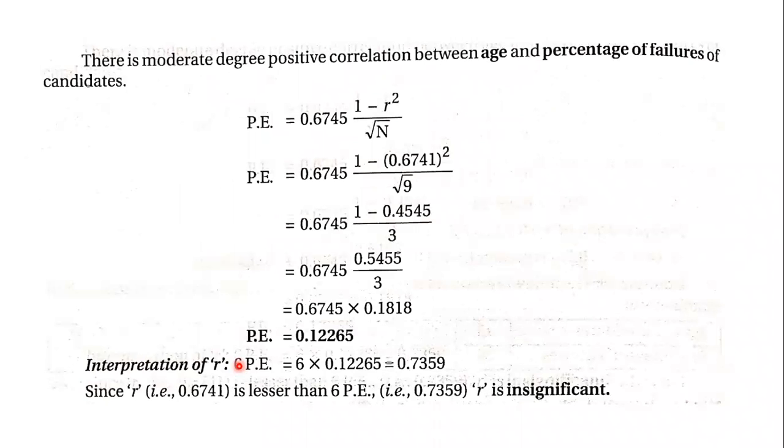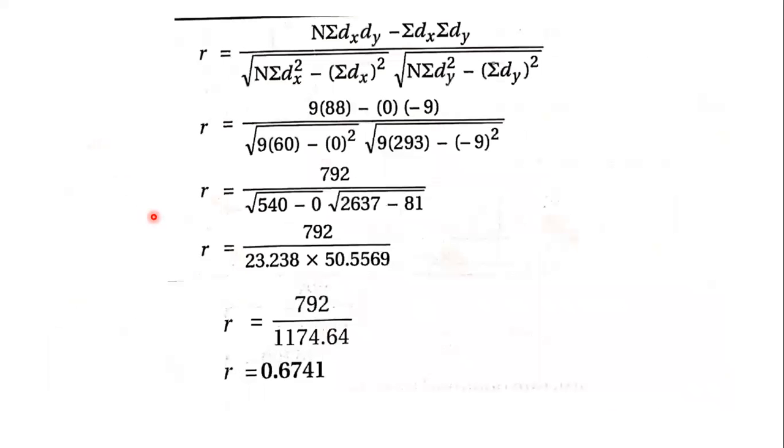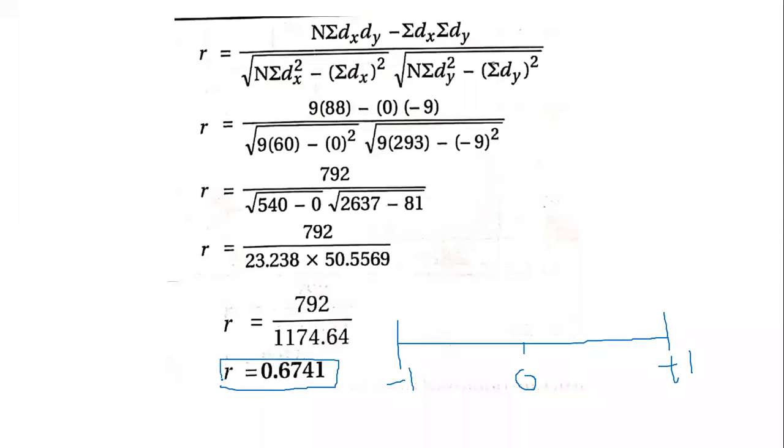Then they have asked us to find out the probable error value also. Now before finding the probable error value, let us do the analysis of this R like how we were doing before using the timeline. Now, if you use the timeline, this is +1, this is -1, and we have 0. Now, is this a positive correlation or a negative correlation? Quickly, is this a positive correlation or a negative correlation?